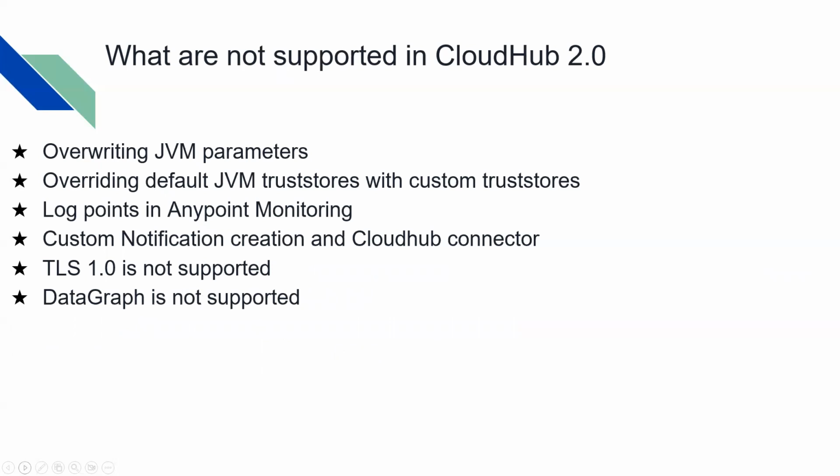Also, overwriting JVM parameters and overriding the default JVM trust store with a custom trust store are not possible. Log points are not available. Custom notification, I think, is one major miss in CloudHub 2.0. I'm not sure why it is not there, but it's very important. Many customers use the CloudHub connector and custom notification, so that is also not available on CloudHub 2.0. TLS 1.0 is not supported, and Data Graph is also not supported on CloudHub 2.0.